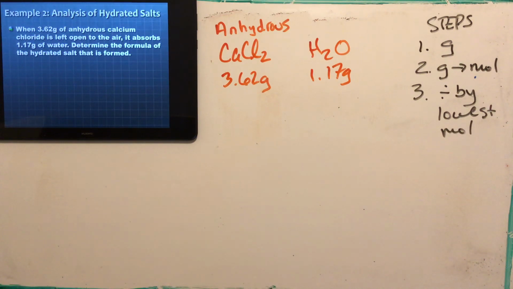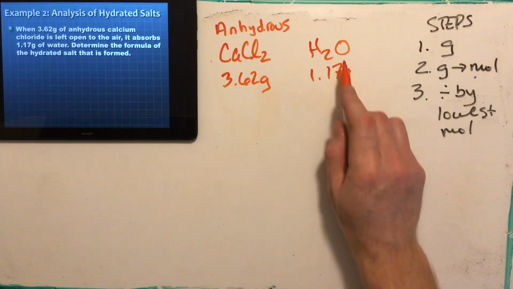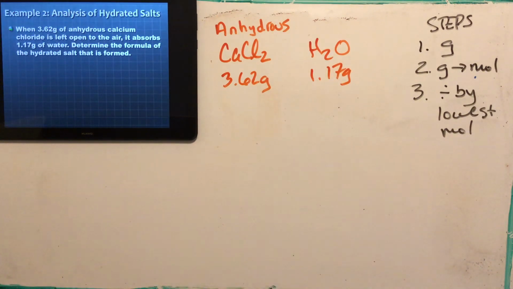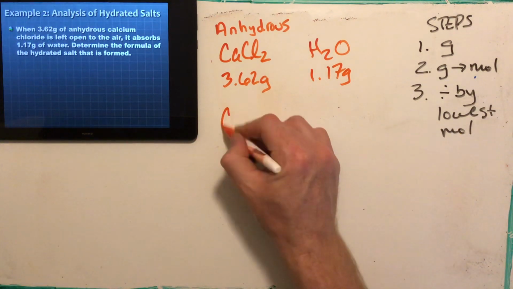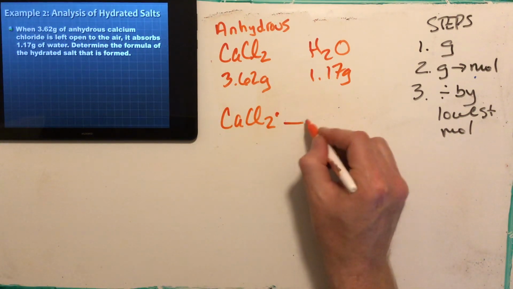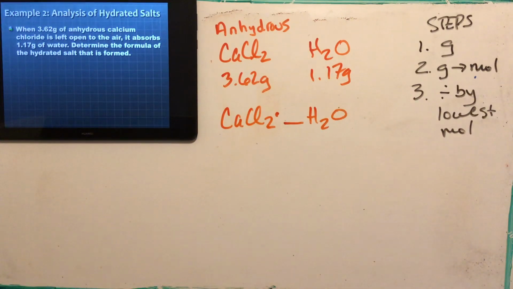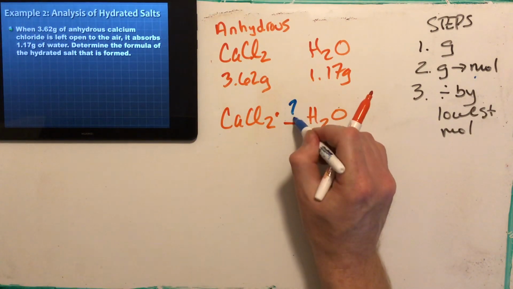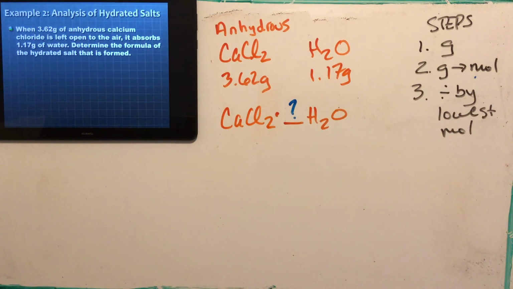Right? We said if the air is humid enough, the salt will draw in some of that water from the air, and form the hydrated version of the salt again. So, determine the formula of the hydrated salt. So what we're looking for again is CaCl2 dot H2O, and we're looking for whatever that number is.